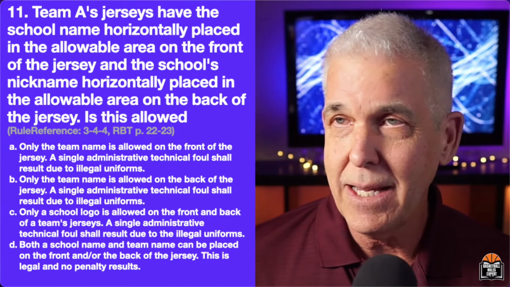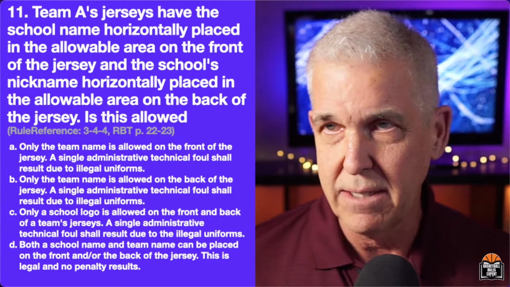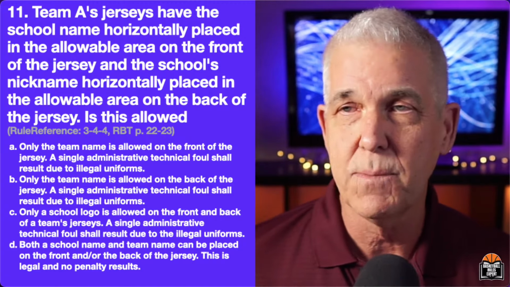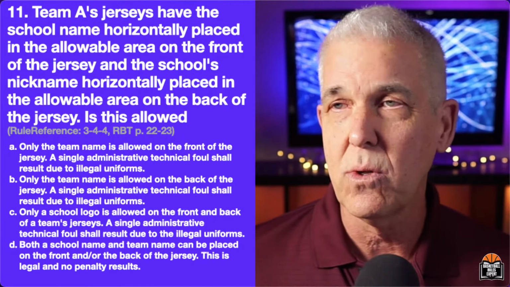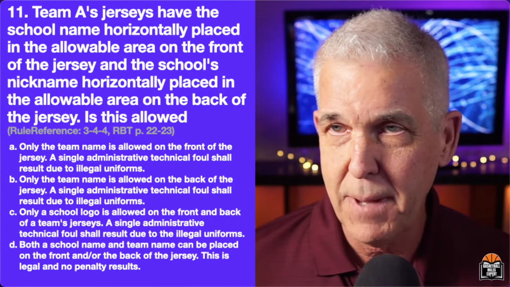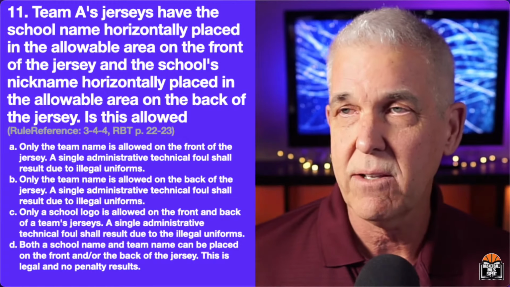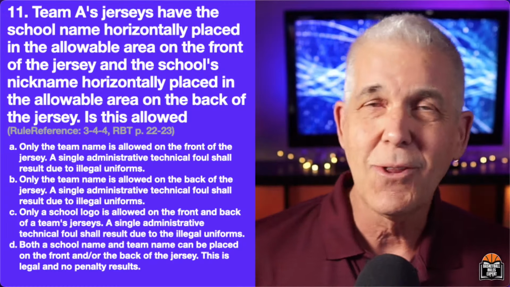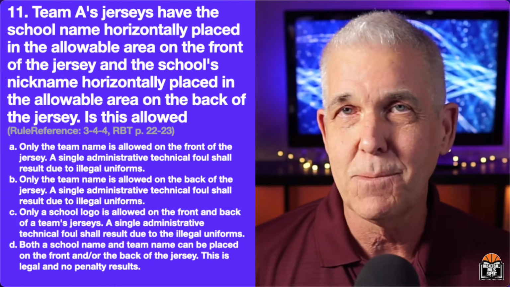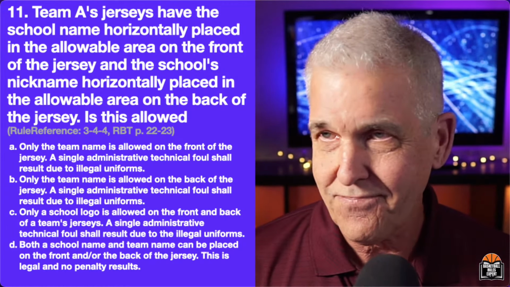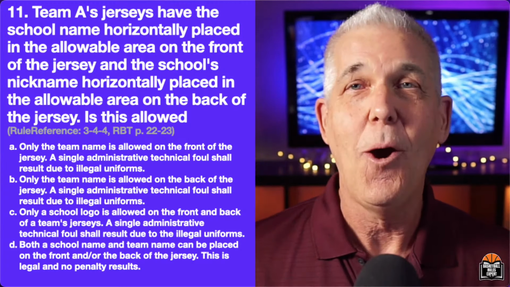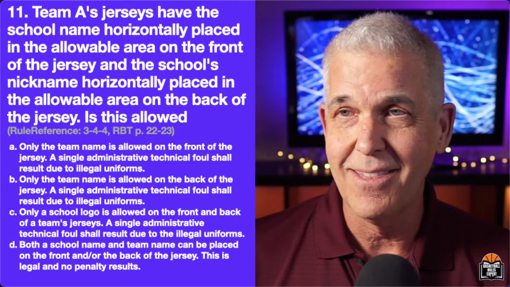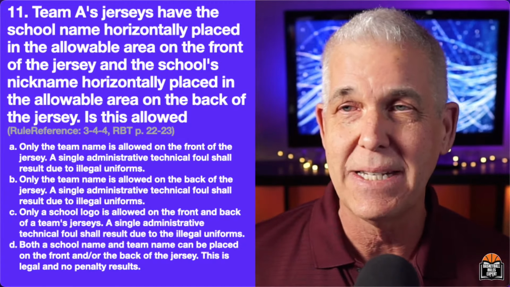So B, only the team name is allowed on the back of the jersey. A single administrative technical foul shall result due to illegal uniforms. C, only a school logo is allowed on the front and back of a team's jersey. A single administrative technical foul shall result. Well, so the first three have all included the penalty as being an administrative technical. So we know by logic that those are all incorrect, and our correct answer has to be D.